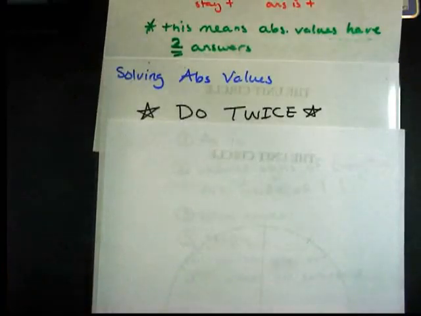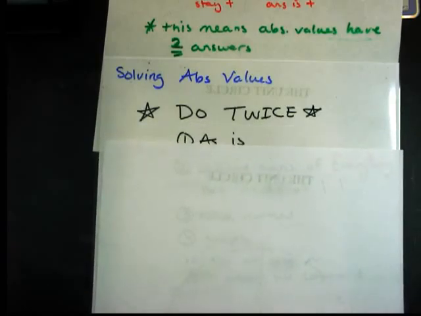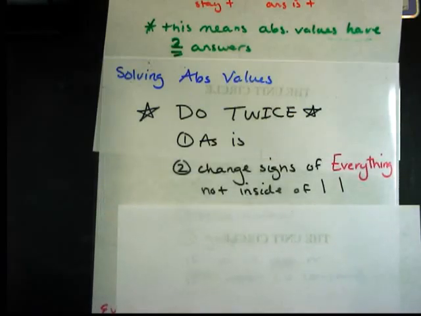So in order to do it twice, we need to be able to set up 2 different problems. The first problem is very simple. It's as is: the way the problem is written, just without the absolute value bars. So the first way is however the problem is given to you. The second way is to change the signs of everything not in the absolute value bars. Absolute value bars are just that: absolute. Nothing goes in, nothing gets out, nothing changes inside of an absolute value. So the second way is for everything outside to become opposite, or change its sign, because that's going to be the other direction that it goes.